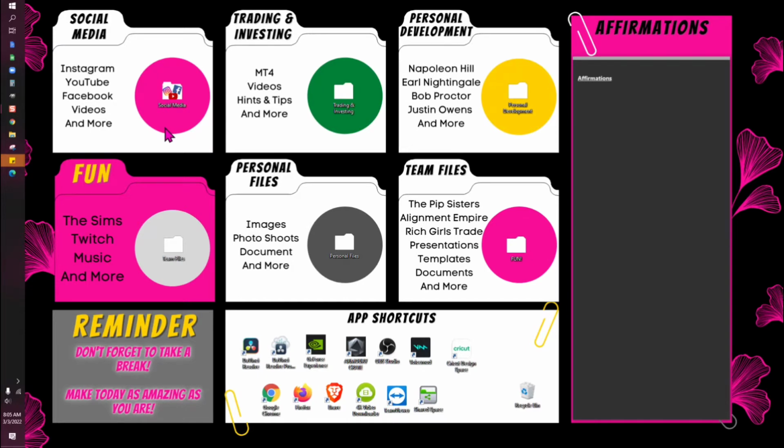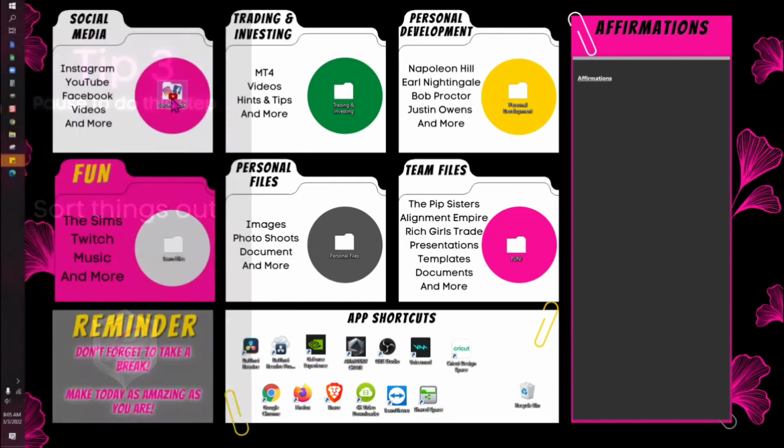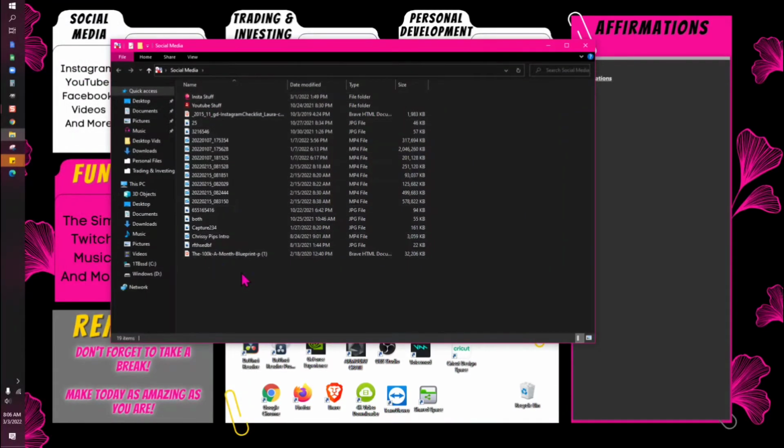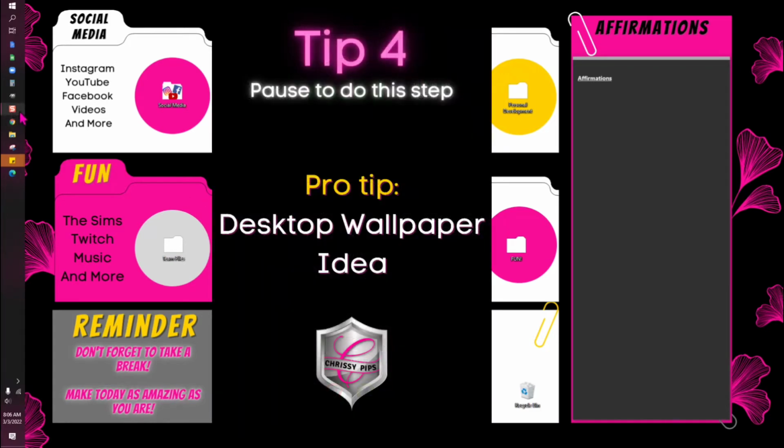Tip number 3 and 4 are going to kind of come together. So it's like, let's sort things out. Okay? That's 3. And that's kind of putting your folders together and dragging and dropping things into them. It's not dragging and dropping things into the subfolder, blah, blah, blah. It's just getting things in here so that you can start to subfolder it out. It's starting the organization process. So sort things, okay? And 4, as the pro tip, is the desktop wallpaper.